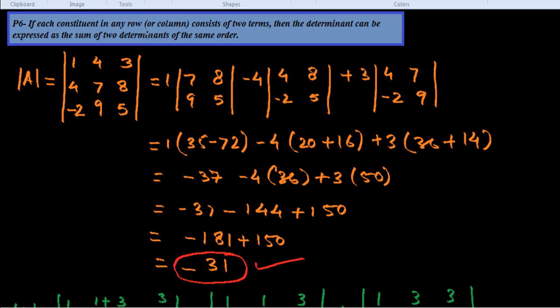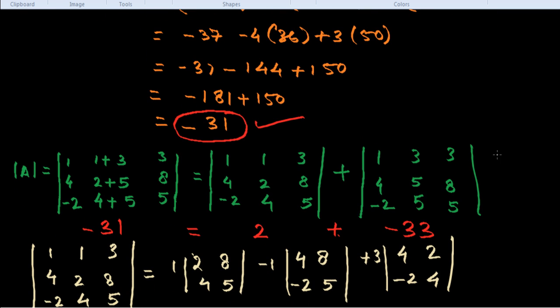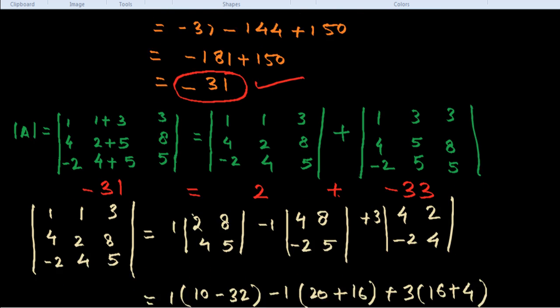If each constituent of any row or column consists of 2 terms, so we have divided the middle column in 2 terms, with the positive sign between them, then the determinant can be expressed as the sum of 2 determinants of the same order. So we have taken the sum of the 2 determinants of the same order, 3 by 3. We put the first term of the second column in the first determinant, the second term in the second determinant, and the remaining columns are same. So in this way you could easily verify or prove this.